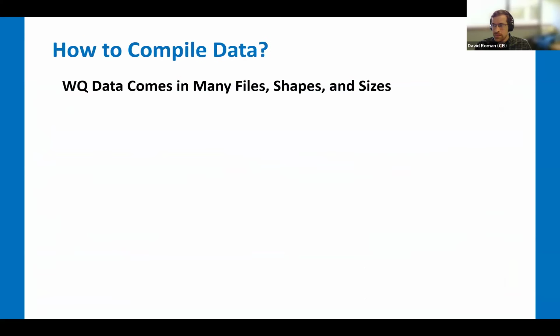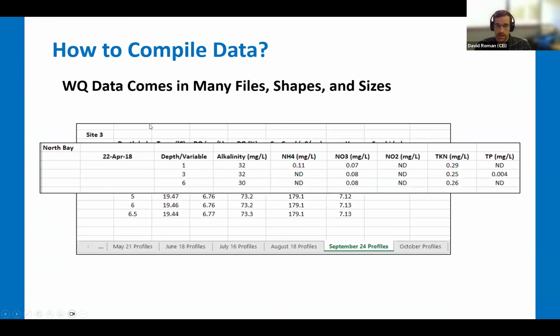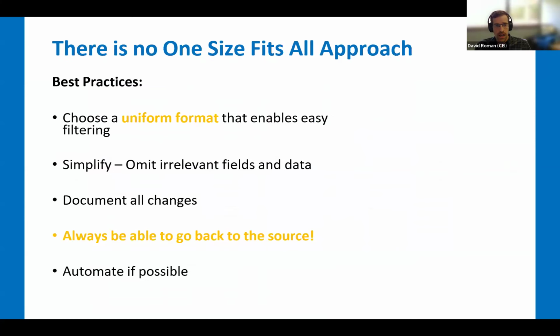One thing I always like to talk about is how important it is to compile data properly. In general, water quality data can come in a ton of different shapes and sizes. We can have spreadsheets where every single variable is a column with your site over here. It can look a whole bunch of different ways, or be a more structured data set. I always like to say we've kind of seen it all when it comes to monitoring data.